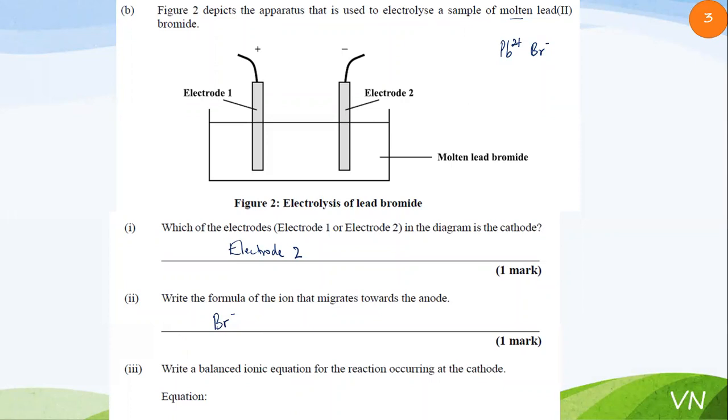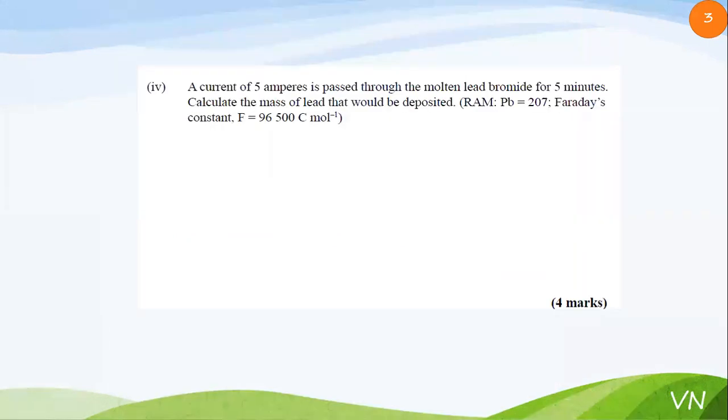The third part now asks us, write a balanced ionic equation for the reaction occurring at the cathode. So at the cathode, we know that it is going to be the lead-2 plus ions. So this is going to be Pb2+ plus 2 electrons to give you Pb. All right, this will have been in liquid form. It is molten. And here we're going to have solid lead. So we went through these equations already, so most of you should be able to write that.